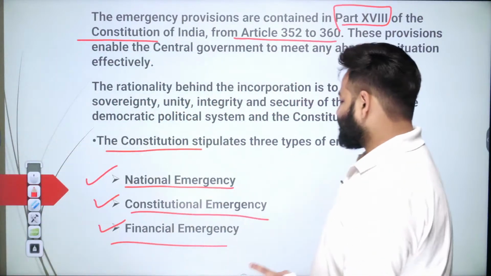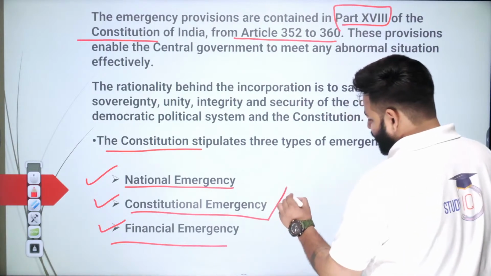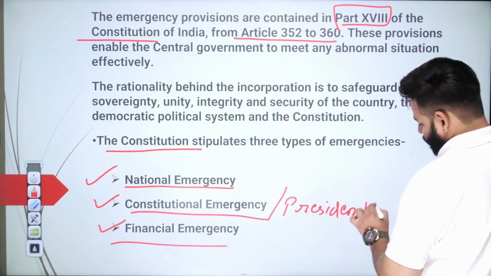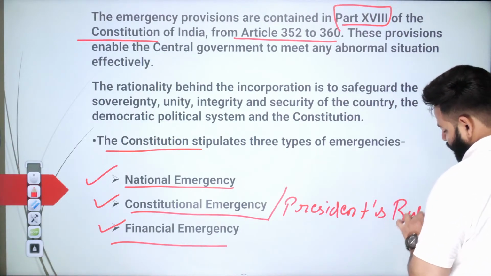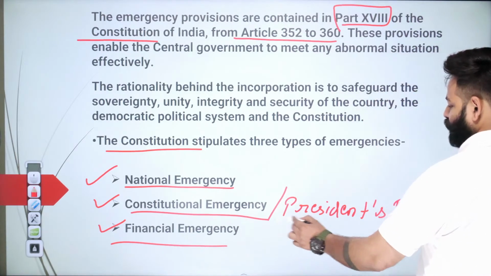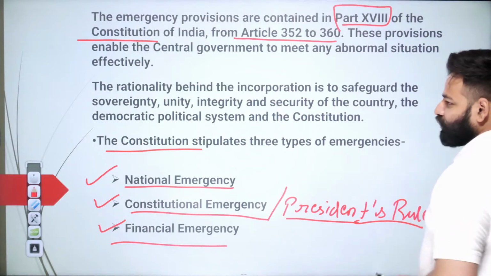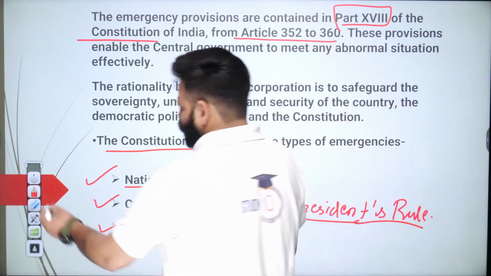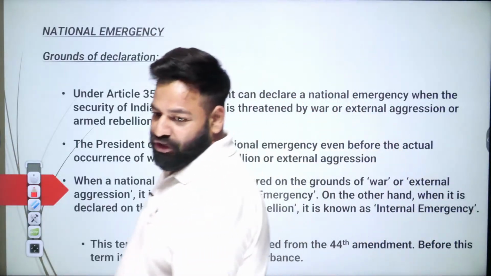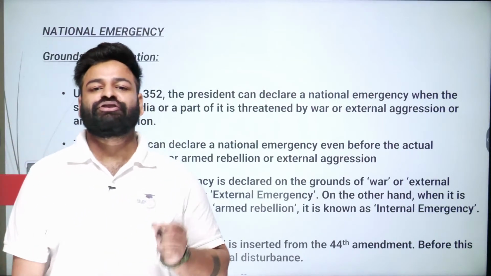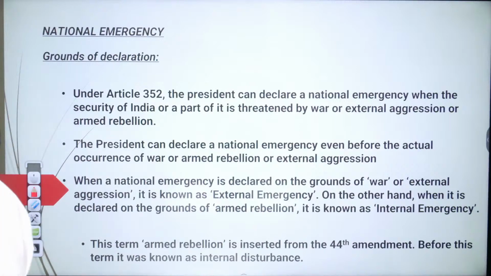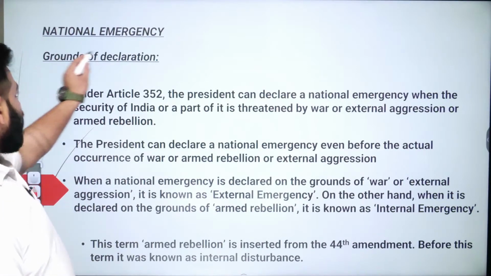Constitutional emergency, that is basically, in general terms, we call it as the President's rule. Okay. Generally, we call it as what? The President's rule. Right. So call it the President's rule or call it the constitutional emergency. Okay. It is same. So, talking about the first one, that is the national emergency. What are the grounds of imposition for national emergency? Okay, what are the things that we need to mark? So, first and foremost, the grounds of declaration.